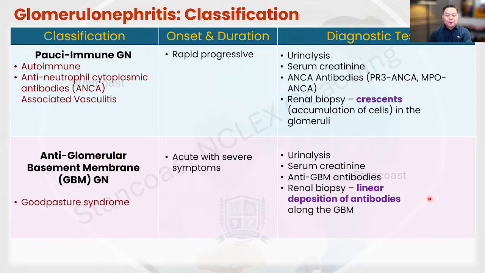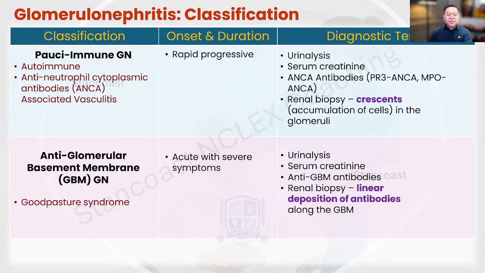Okay? Now, it simply means that the antibodies here are sticking to the glomerular basement membrane in a straight line. That's why they have that linear deposition characteristic. Okay.